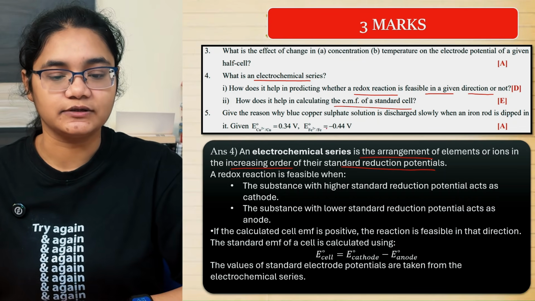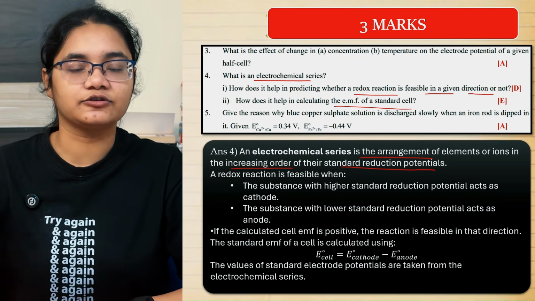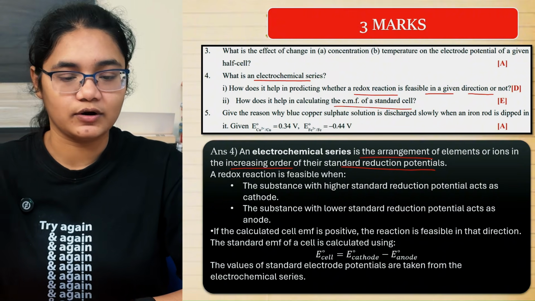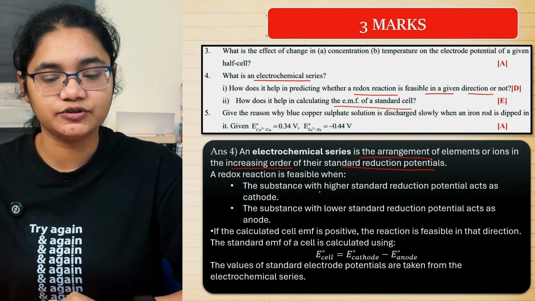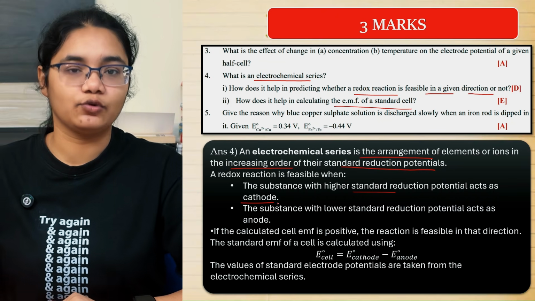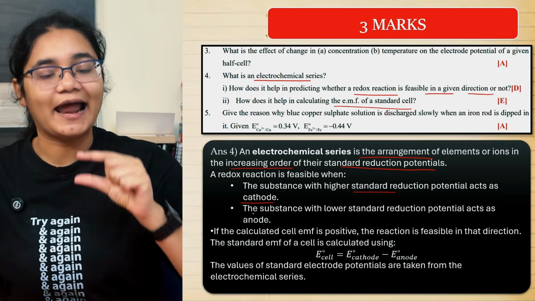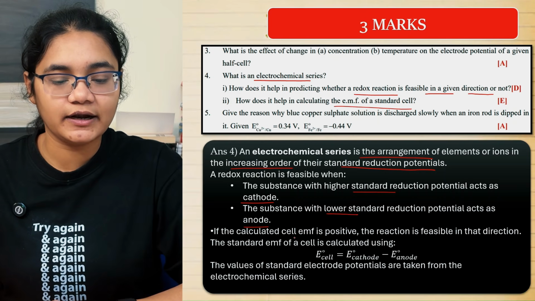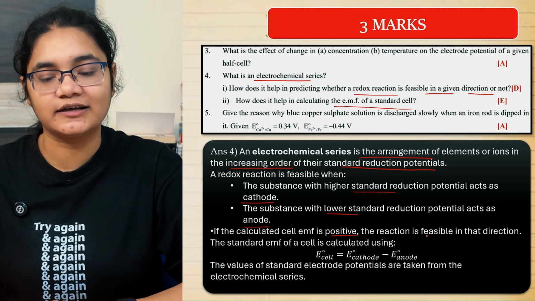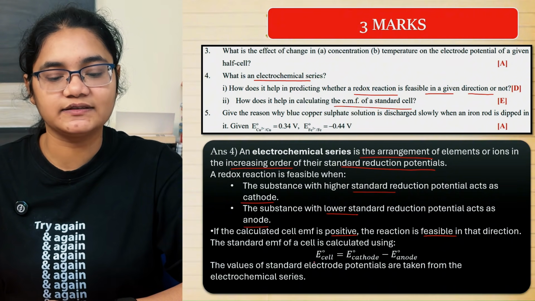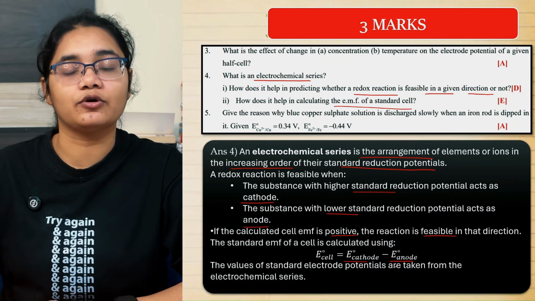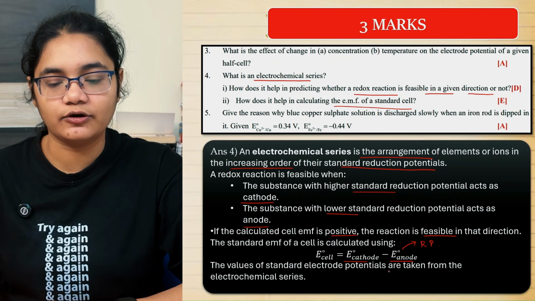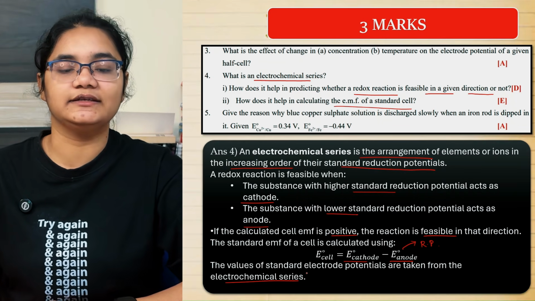Now, how will you say from this electrochemical series whether a redox reaction is feasible or not? See, a redox reaction is feasible when the substance with higher reduction potential acts as the cathode, and the substance with lower reduction potential acts as the anode. If the calculated cell EMF is positive, then the reaction is feasible in that direction. The standard EMF of the cell is calculated using E naught of cathode minus E naught of anode. Here these E naught values are your reduction potential values. The values of the standard electrode potentials are taken from the electrochemical series.